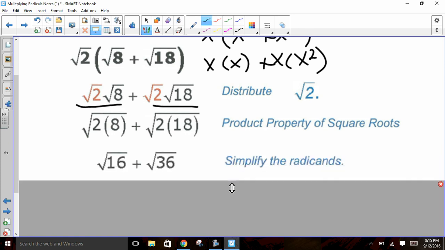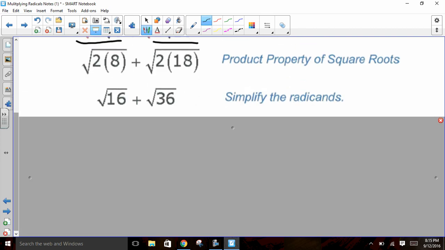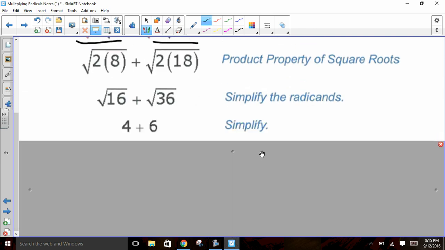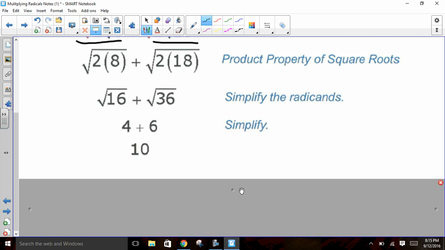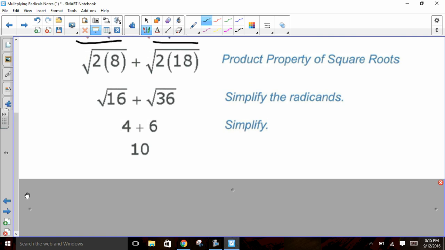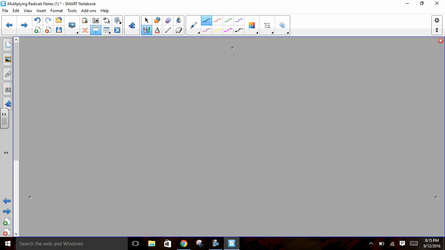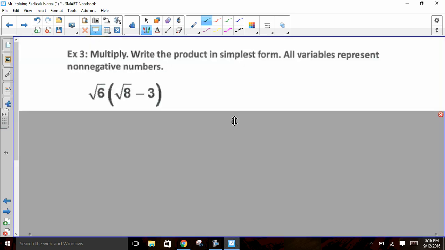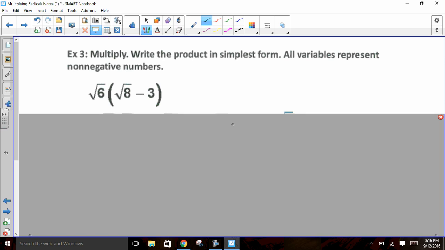When I multiply those together, I get 16 and 36. Then I ask myself, is 16 perfect? Is 36 perfect? They both are. So I end up getting 4 plus 6, which gives me a nice answer of 10. 10 is a little bit easier. So yes, I multiplied by both radicals, but I got a nice whole answer. Okay, same kind of idea. I'm going to distribute through that square root of 6.